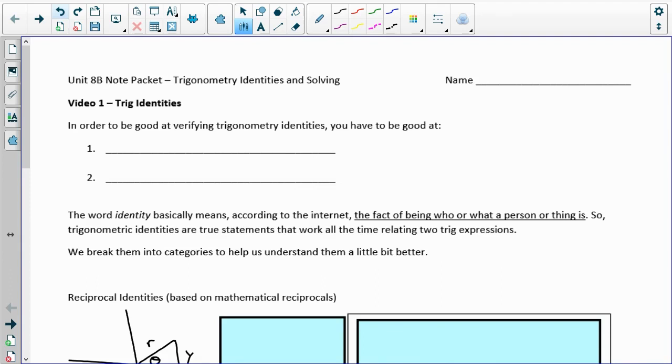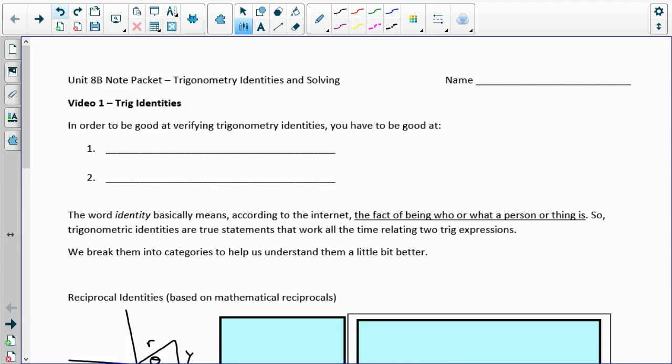And so when we're dealing with this, we're dealing with things that are always equal all the time. And there are some identities that we have to memorize, and then we're going to have problems where we have to use these identities. In order to be good at verifying trig identities, verifying basically is kind of like proving. So just like in geometry, when you did some proofs, you're going to do similar things with trig identities. You're going to have to prove that they are true, and we call that verifying in this class.